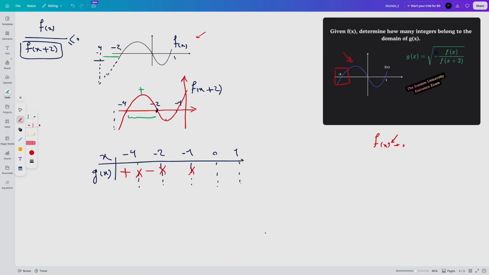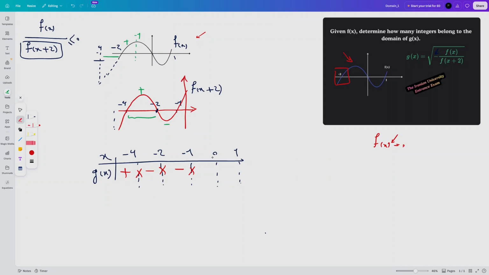How about -2 to -1? For -2 to -1, f of x plus 2 is negative. And from -2 to -1, which is going to be here, f of x is positive. So we're going to get another negative right there. Let me just change the color, makes it a bit better. It's going to be negative over there. It is very clear now.